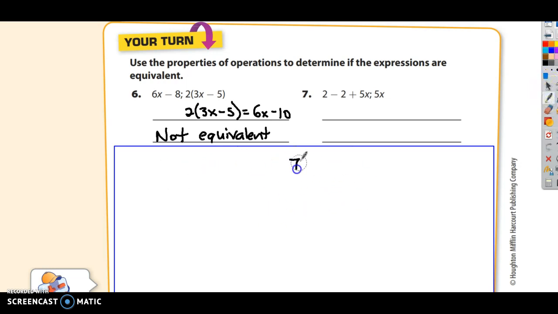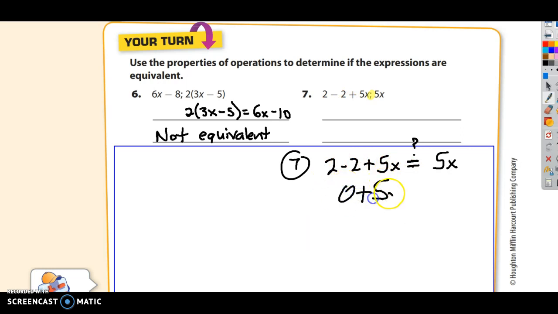Number 7 is 2 minus 2 plus 5x. Is that equal to 5x? If you're wondering where I'm getting this, it's because this semicolon right here is separating the two expressions. The first expression is 2 minus 2 plus 5x. Well, what is just 2 minus 2? It's just 0. 0 plus 5x. And is 0 plus 5x the same thing as 5x?